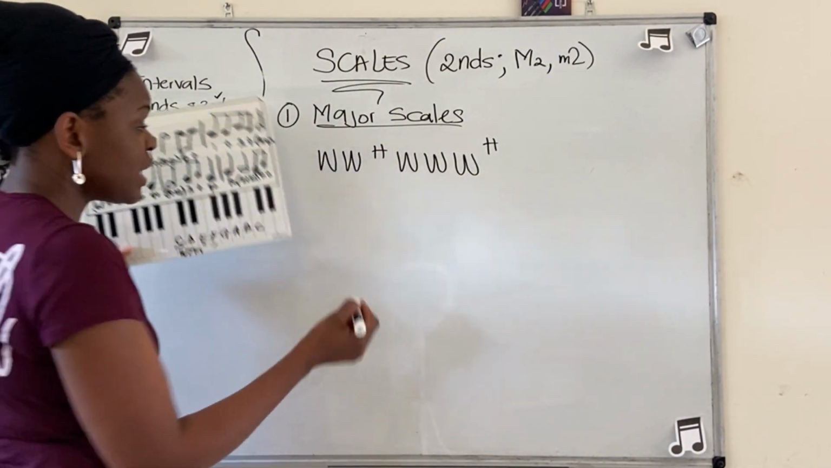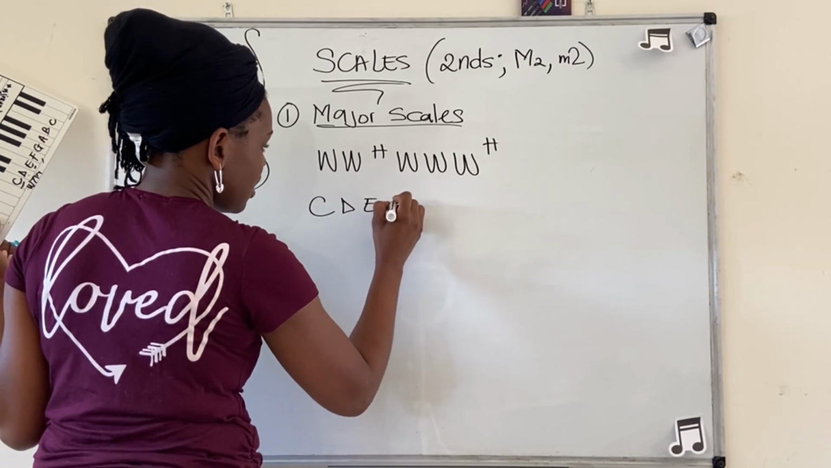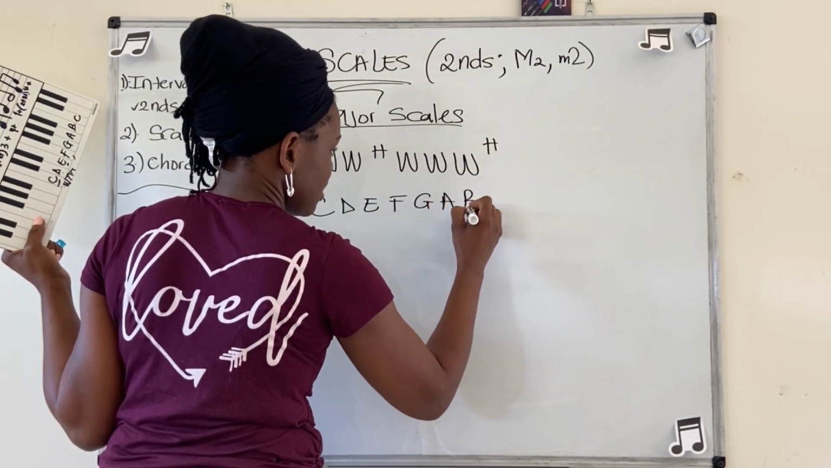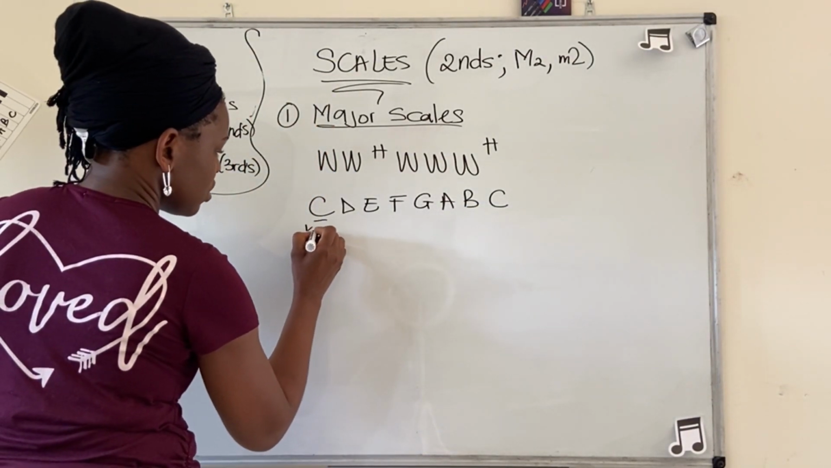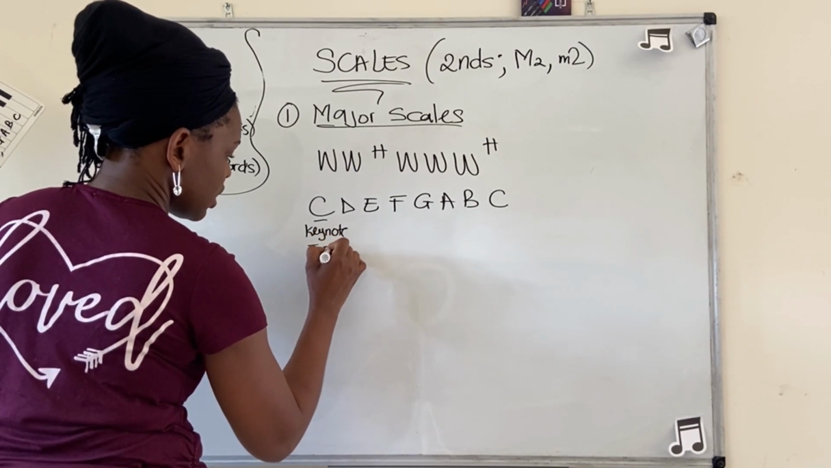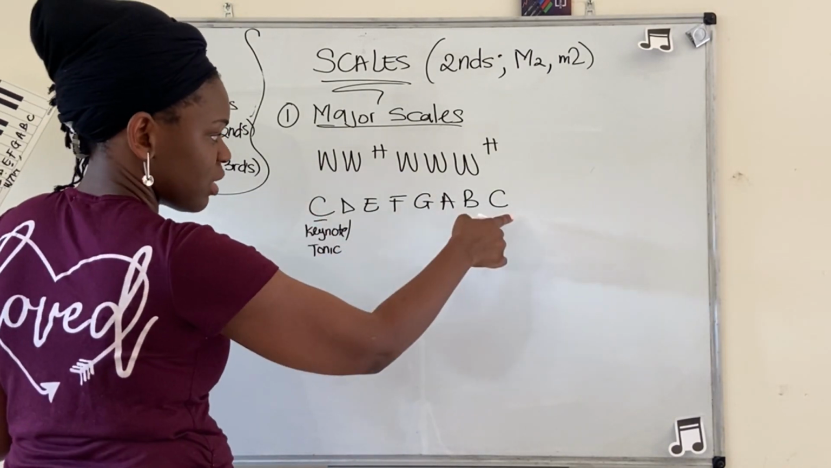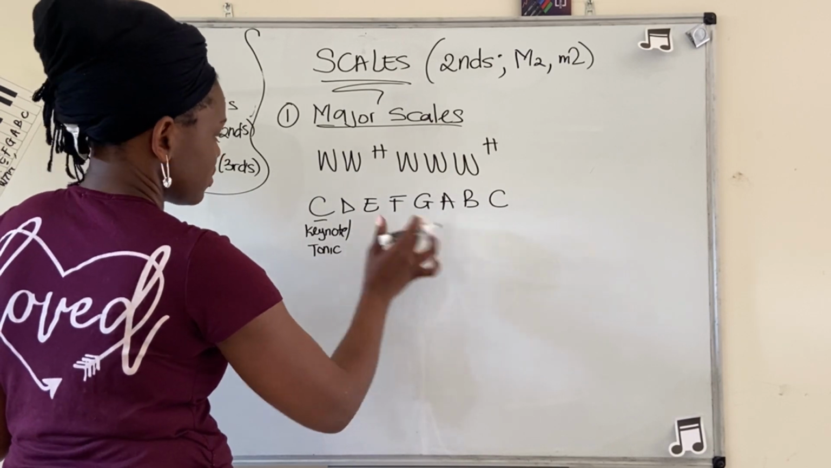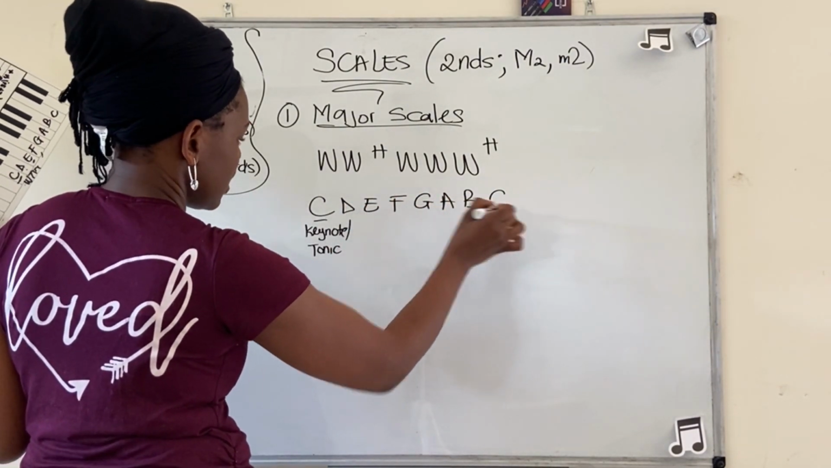So right now we have the C scale: C, D, E, F, G, A, B, C. A scale always starts from the key note, also called the tonic. It always starts from the key note and ends on the same letter. In between, the scale has 8 letters. 1, 2, 3, 4, 5, 6, 7, 8.